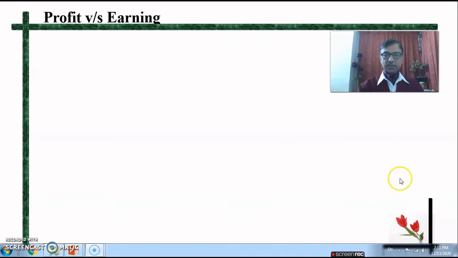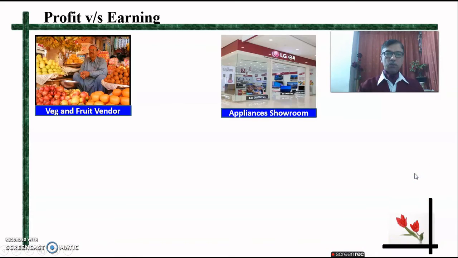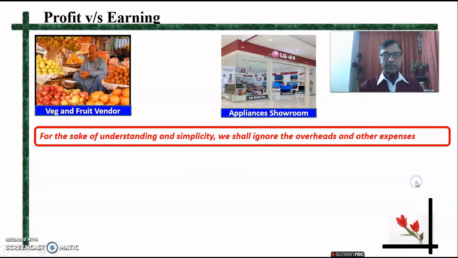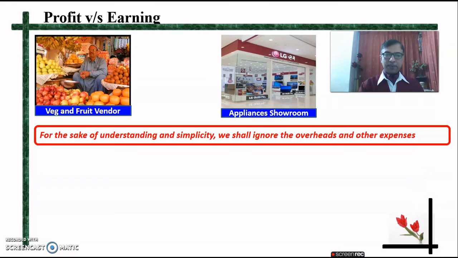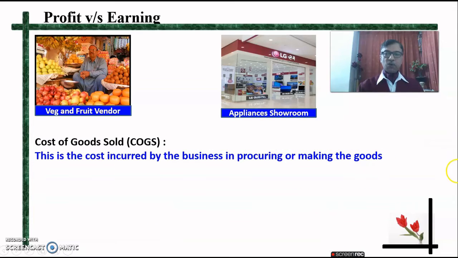So for the sake of discussion, let us go back to the same two businesses which we had discussed in the previous lesson. One is the veg and fruit vendor and the other is the home appliances showroom. And if you recollect, I had said that time that for the sake of simplicity, we shall ignore the overheads and other expenses. But now, since we are going a step further, we shall consider these things. But before we proceed further, let us acquaint ourselves with certain terms connected with profit and earnings.